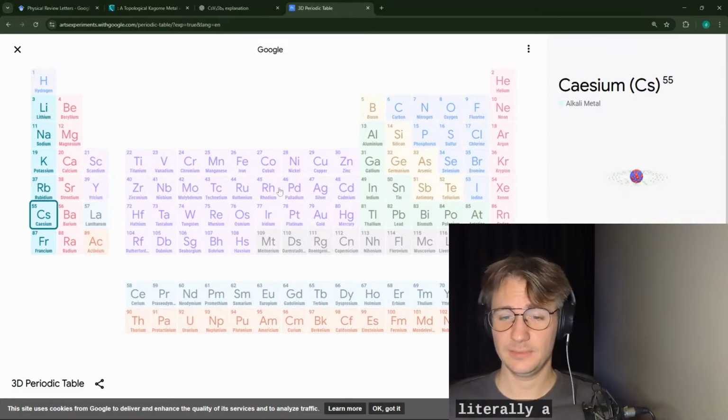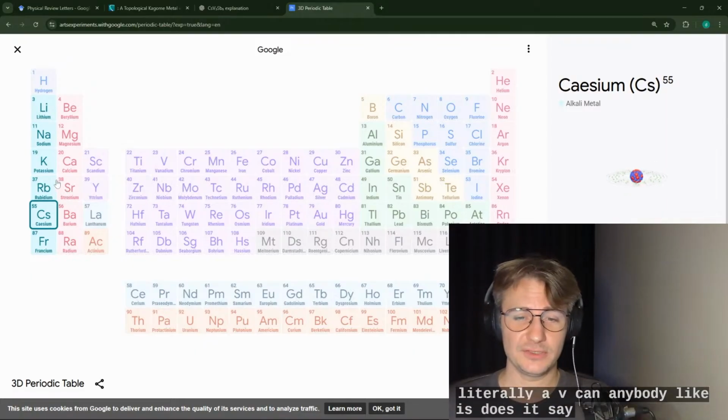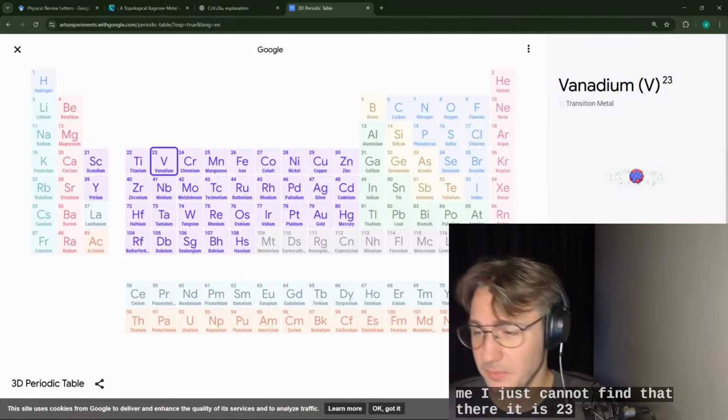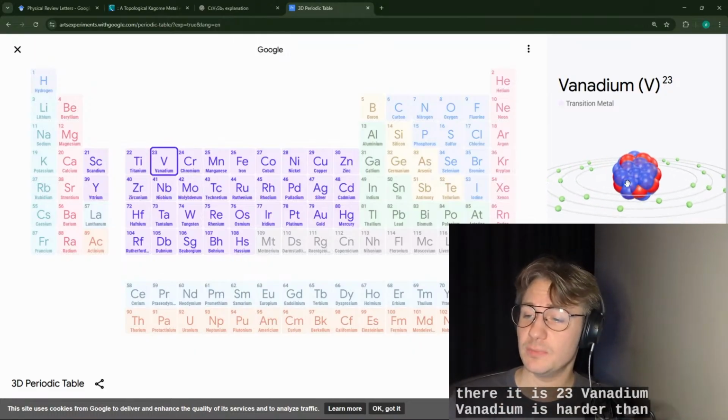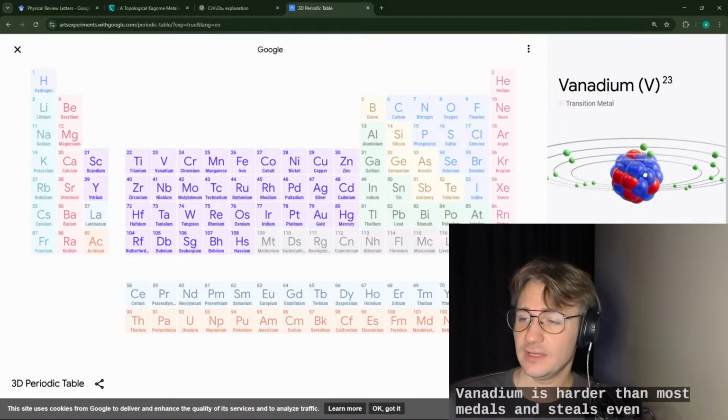Literally a V. I just cannot find it. There it is, 23, vanadium. Vanadium is harder than most metals and steels even. And just look at that.